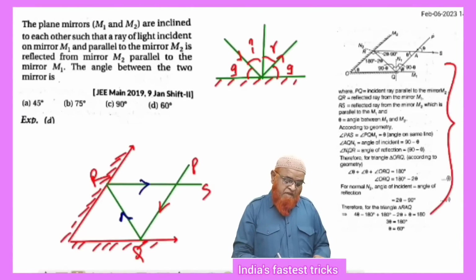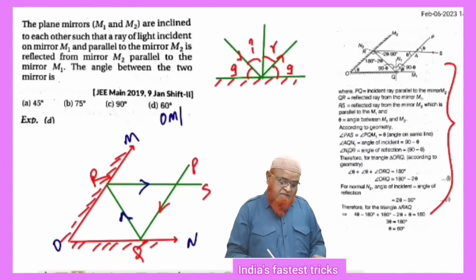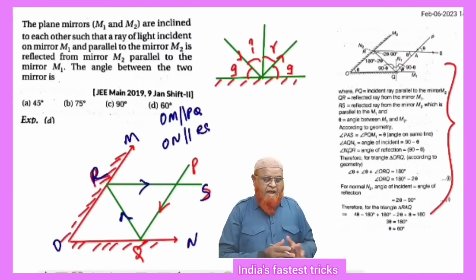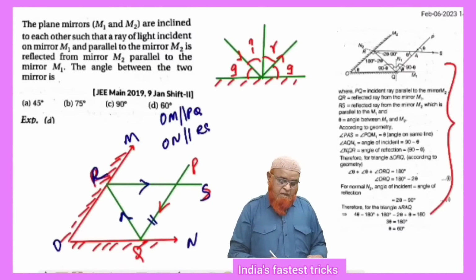It is said that OM is parallel to PQ, and similarly it is also said that ON is also parallel to RS. This is R and this is going to be S here. As these two are parallel, let me solve the problem in fraction of seconds.